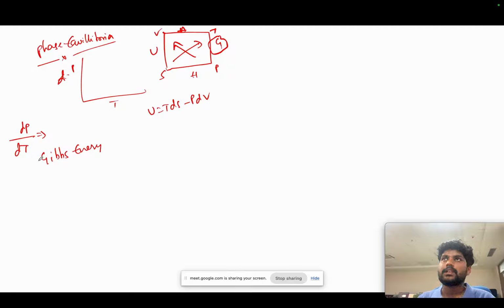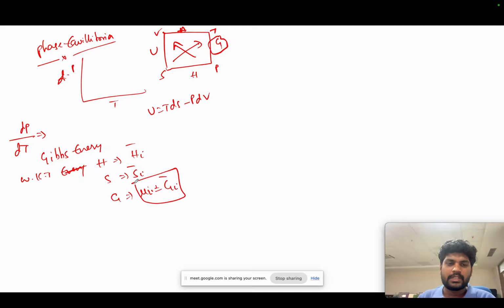We already discussed that for every extensive property there is a molar property. Say I have enthalpy, the molar enthalpy property will be Hi. I have entropy, the molar property will be Si, but for Gibbs it will be mu i. This we have seen in the last class. So now I will write delta G equal to minus S delta T plus V dP. You understand, right, what I am doing?